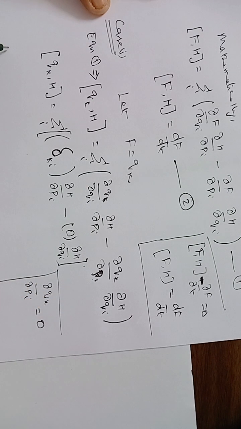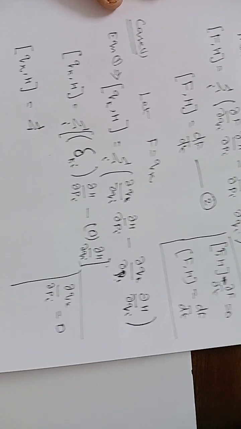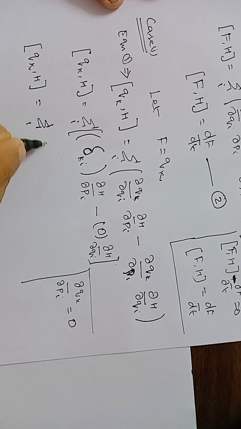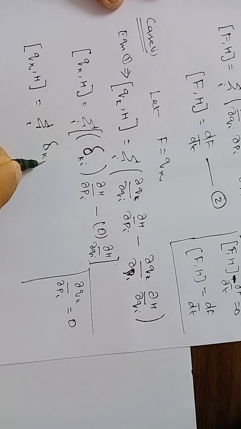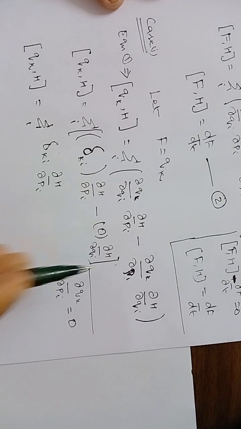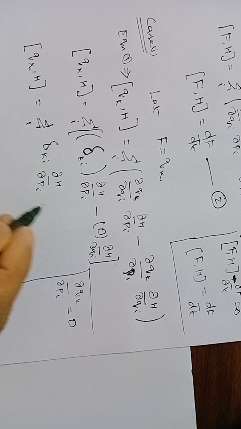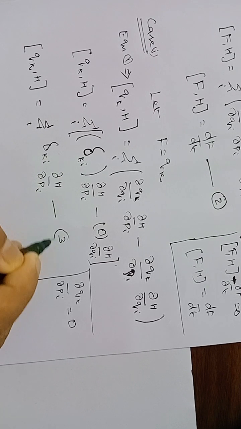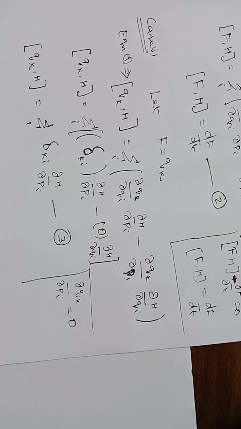So how does this equation become now? {qk, h} is equal to the summation over i of δki ∂h/∂pi. That's all, this term becomes 0. Now you make this equation number 3. Okay, right.